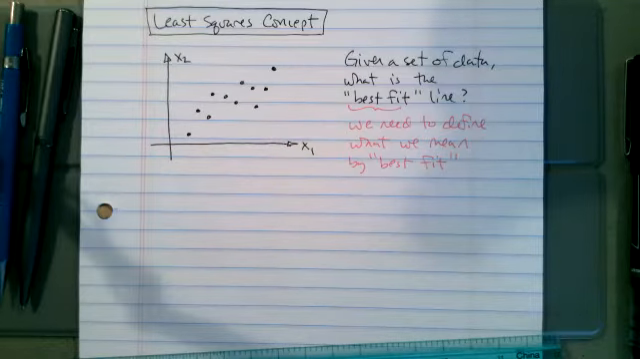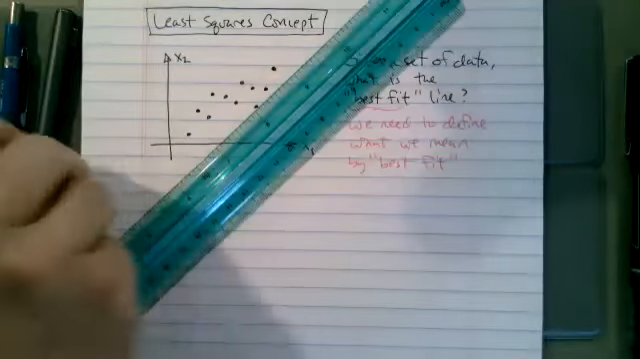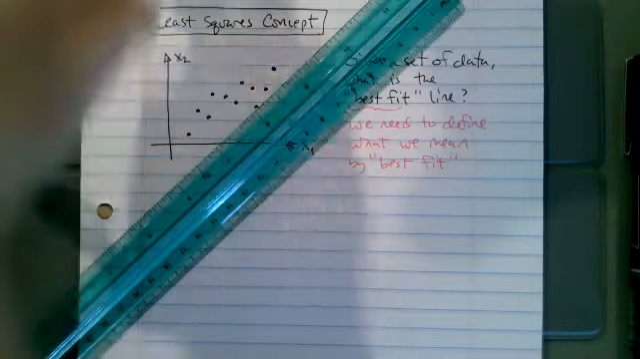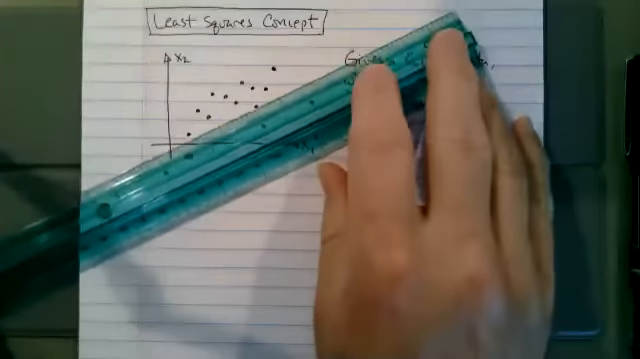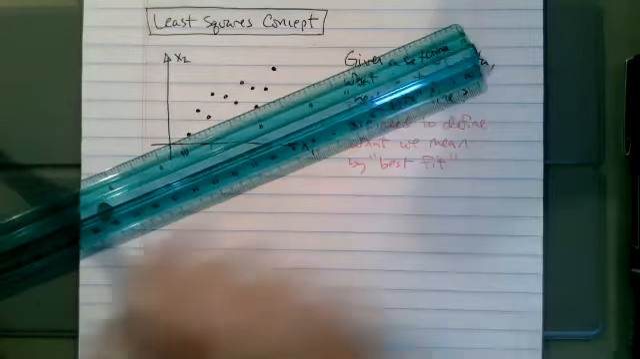So the idea behind least squares is we want to find a model for a set of data. So given a set of data, what line best fits the data? What's the line of best fit? What is the best way to describe this data with a line? So we can see that there's a lot of ways that we could build a line.